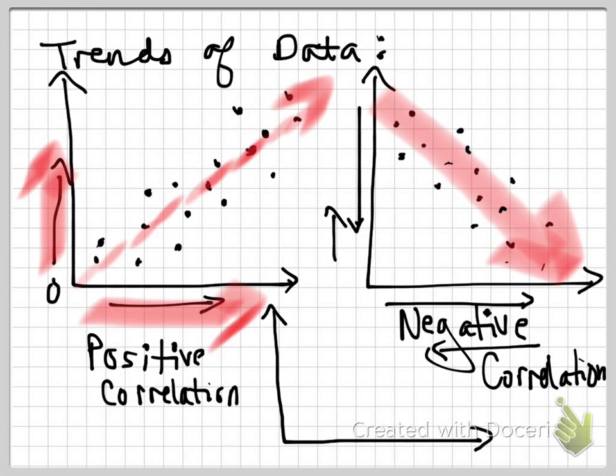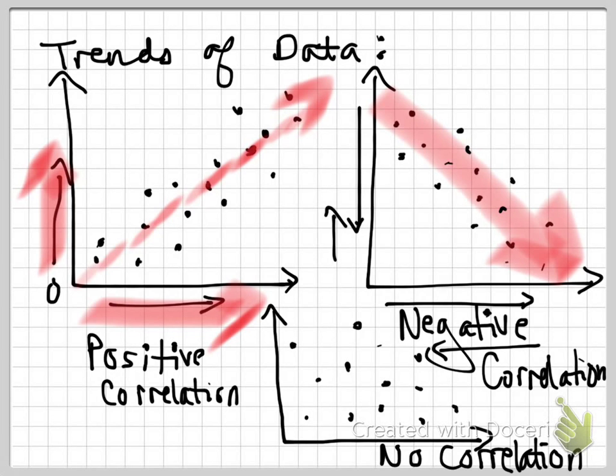Your third way to describe a data set is saying that there's no correlation. This is when the data plots are scattered all around. There is really no trend, no way you could draw a line through the middle of your data sets in order to describe the data set.